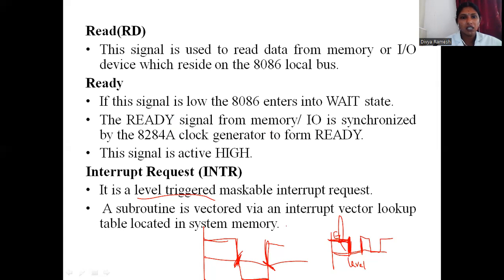Next one is interrupt request. Interrupt request is a level triggered maskable interrupt request. What is the meaning of level triggered? In flip-flops, we are already aware of level and edge triggering. This one is level triggering. It has two types of level triggering, one is positive level triggering and another is negative level triggering. So this one is your positive level and this one is your negative level.